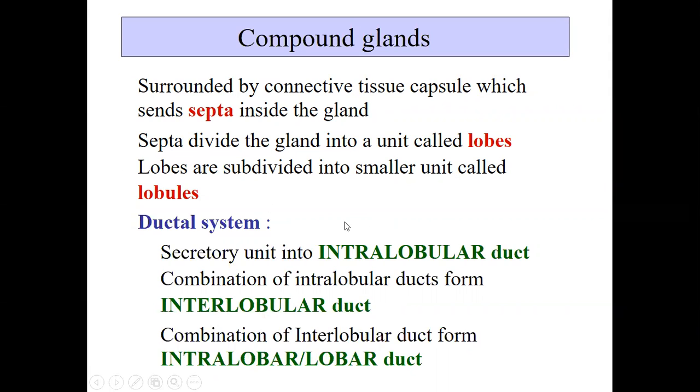So the lobule is located inside the bigger lobe, and because of the huge size, the gland also has a special ductal system. The secretory unit drains into the intralobular duct first. The combination of intralobular ducts will form the interlobular duct, which means the duct located in between the lobules. Then the combination of interlobular ducts will form the bigger duct, the lobar duct.